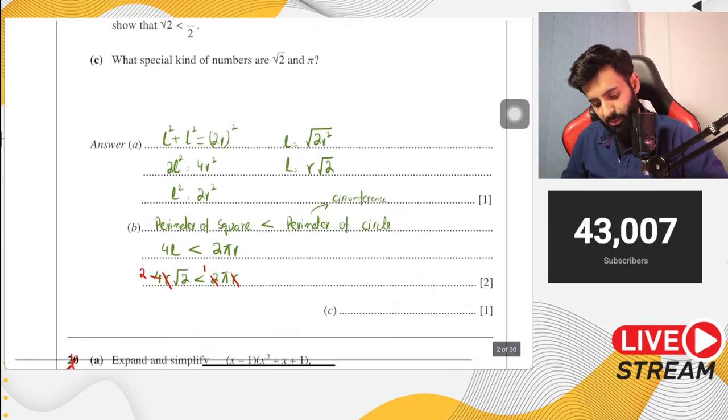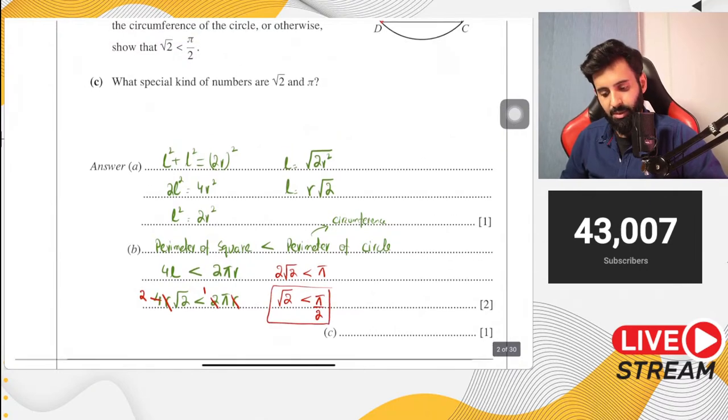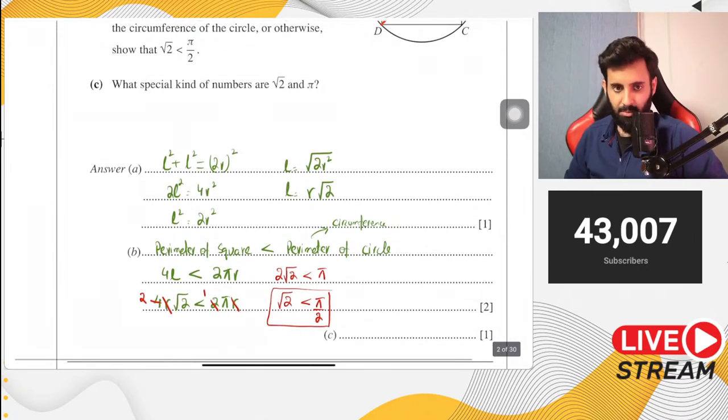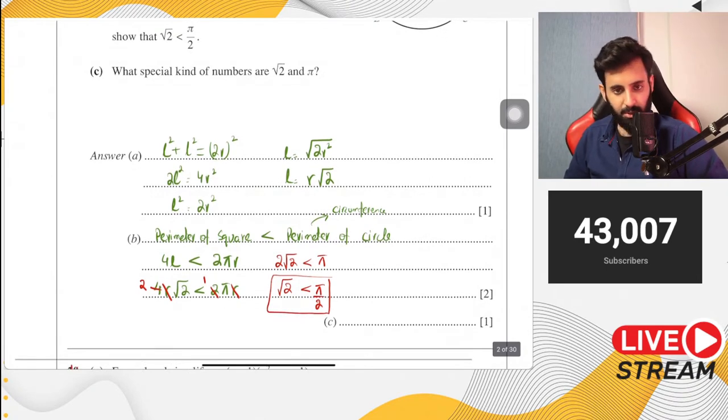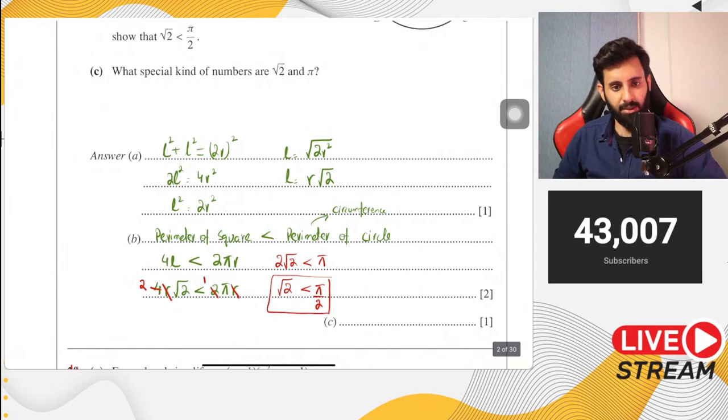Now, if you make root 2 the subject, so right now we're standing over here, 4 under root 2 is less than 2 pi. Now, if I make root 2 the subject, root 2 is less than pi upon 2. That's what we had to show in part B. We had to show that root 2 is less than pi upon 2. And that's it. We've done that with the help of the perimeter of the square and the perimeter, which is the circumference of the circle.